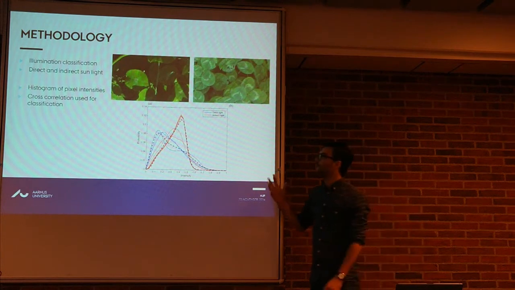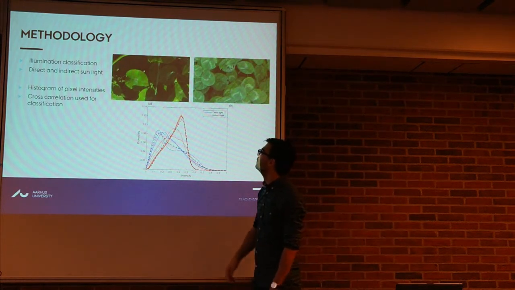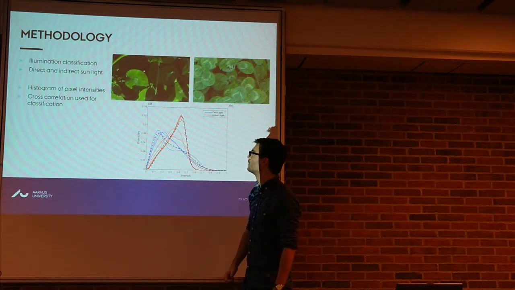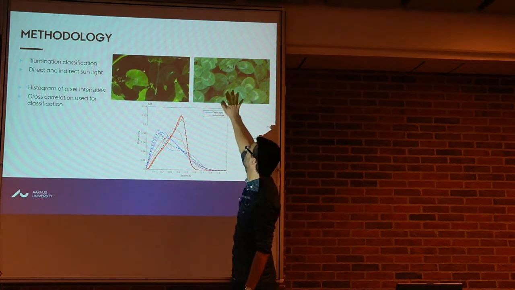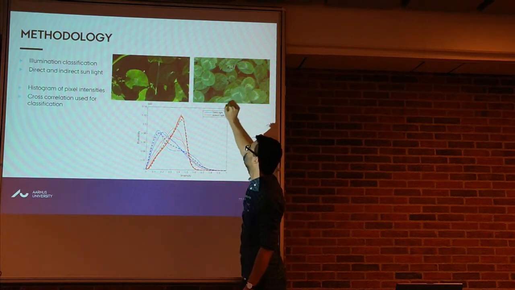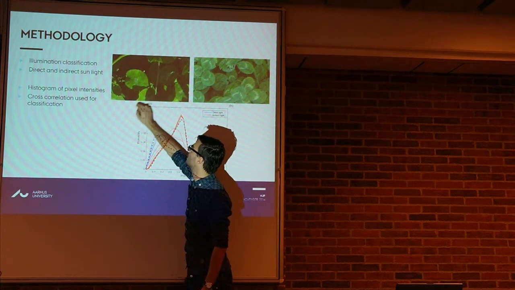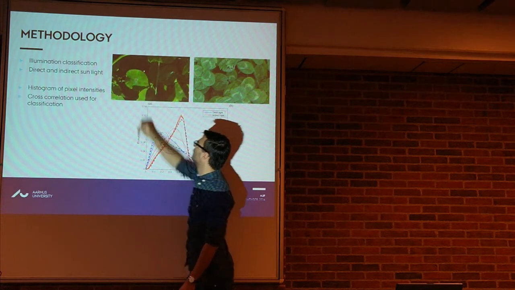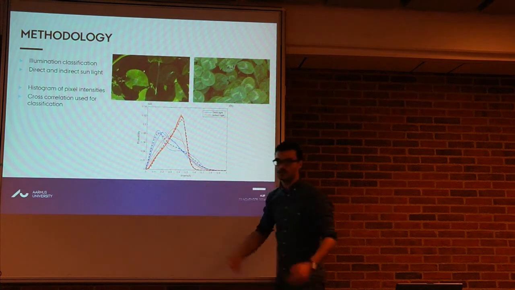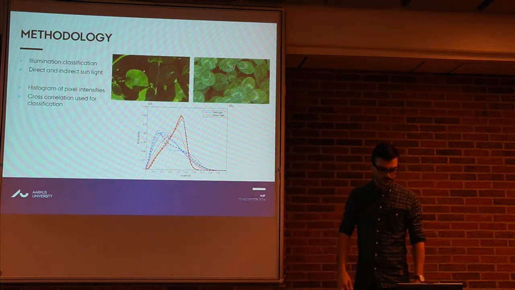The reason we classify the illumination is that we have two very distinct illumination cases. We have one in indirect light, where we hardly have any shadows. Whereas in the direct sunlight we have a lot of shadows on the clover, which can cause some problems.